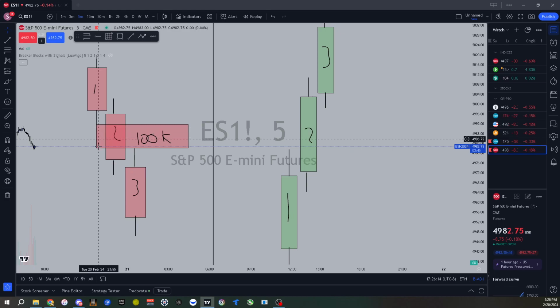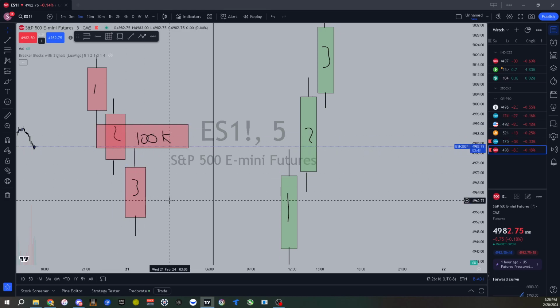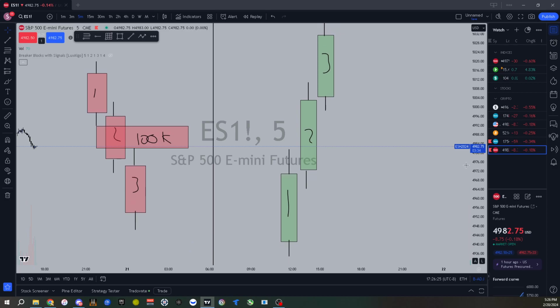It creates this void, an imbalance, and the market has to retarget these imbalances before it heads in the direction it wants. Okay? It has to target imbalance. That is what the market moves off of. It targets imbalances. That is the algorithm. It targets unfilled orders. It targets liquidity pools. It targets stop losses, buy stops, all this stuff. But a main one is the imbalances that are left behind after an expansionary move.